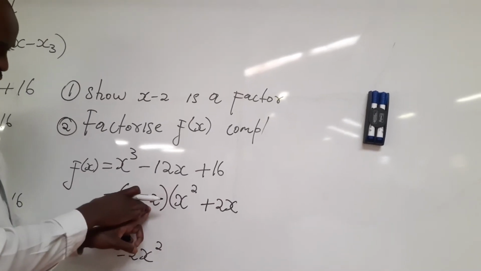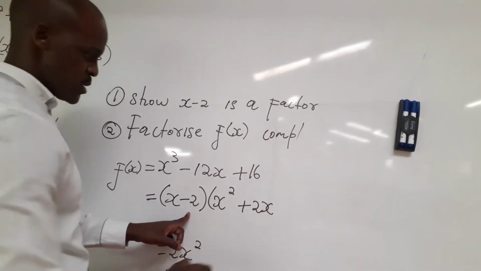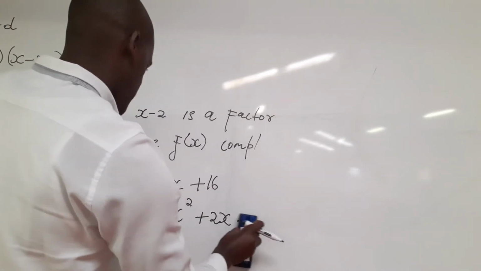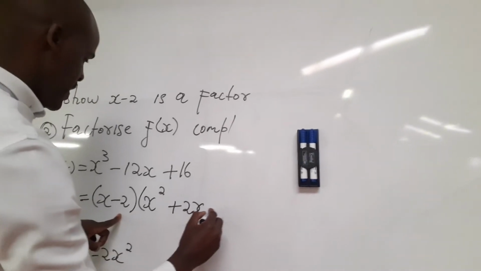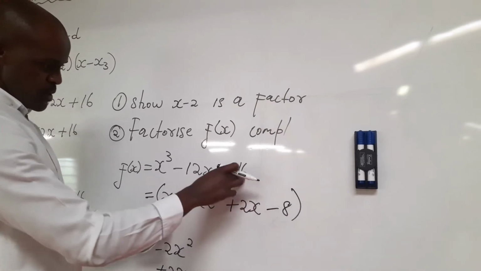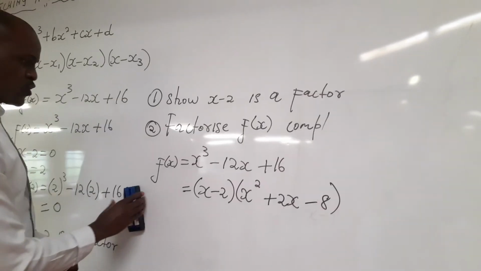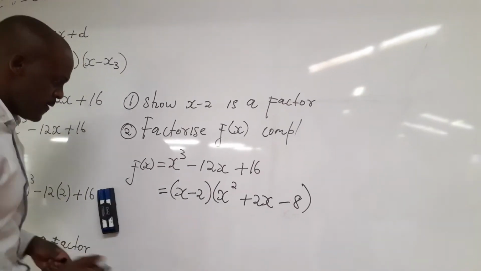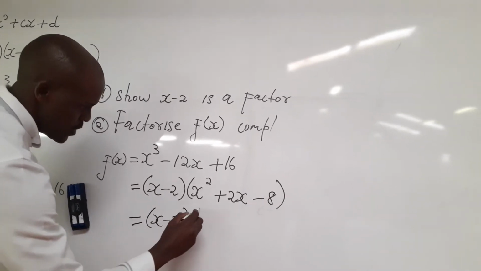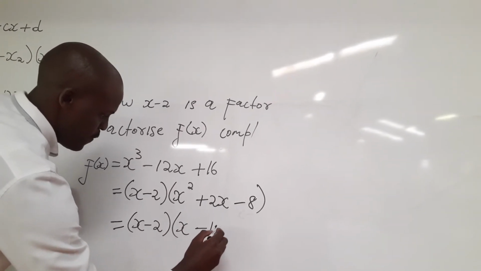Right, now we are looking for the value that we are going to multiply with negative 2 to find the last term. That will be minus 8. It's minus 2 times minus 8 to get positive 16. And then you are being asked to factorize. So let's find the factors there. It's x minus 2 into x minus 4.